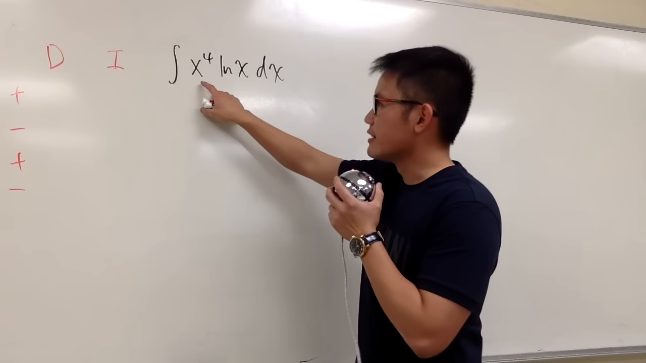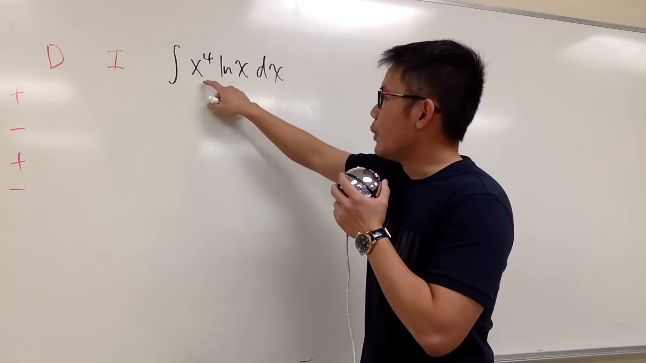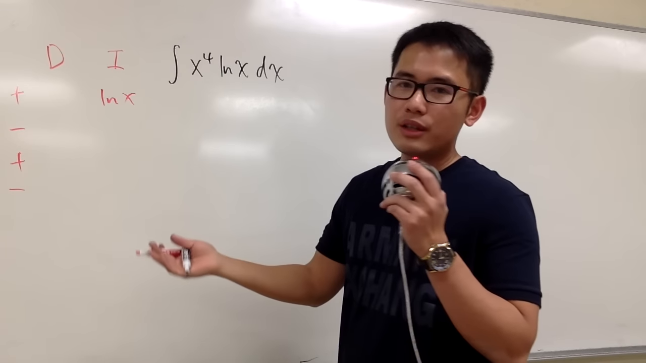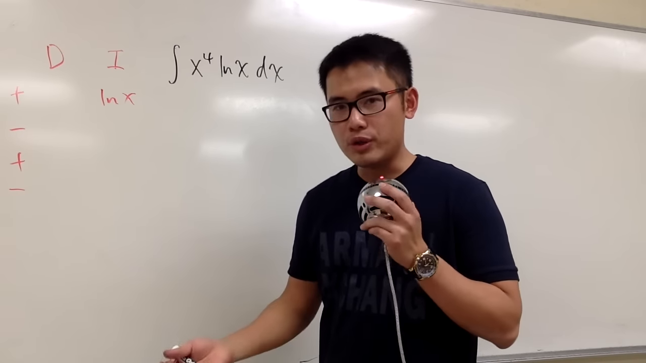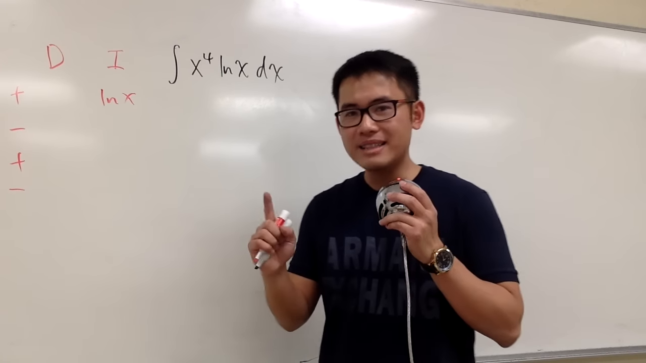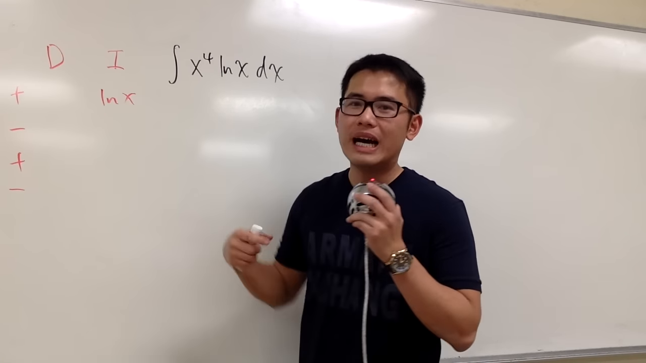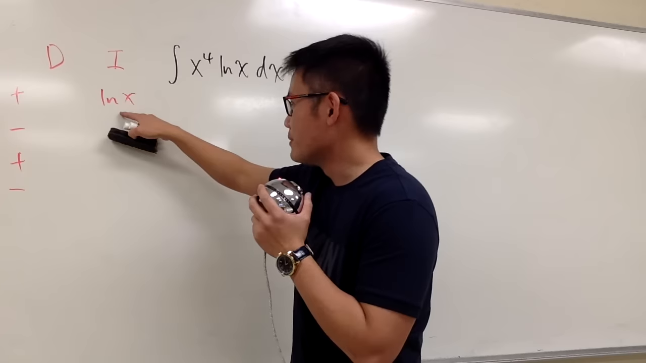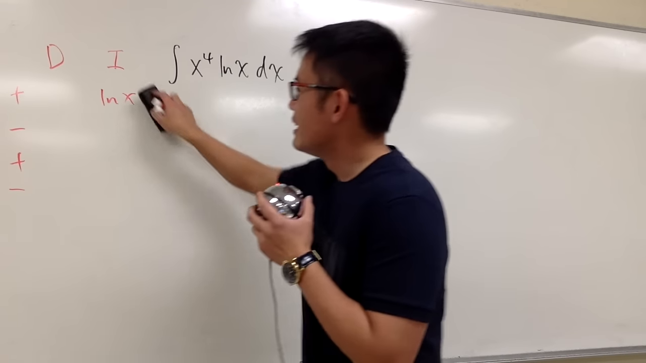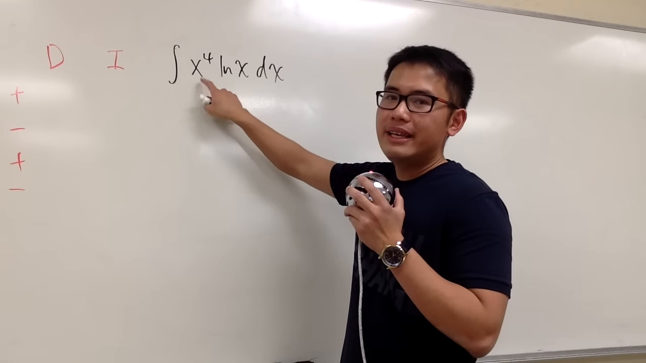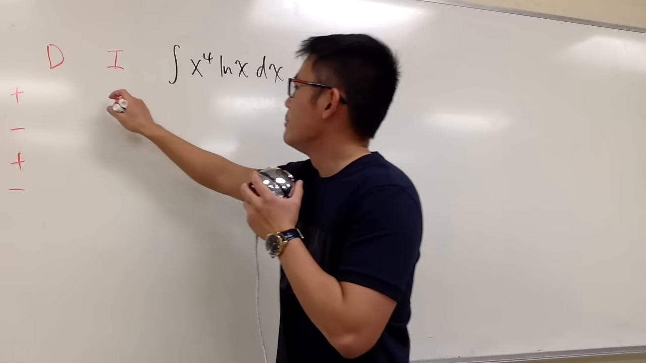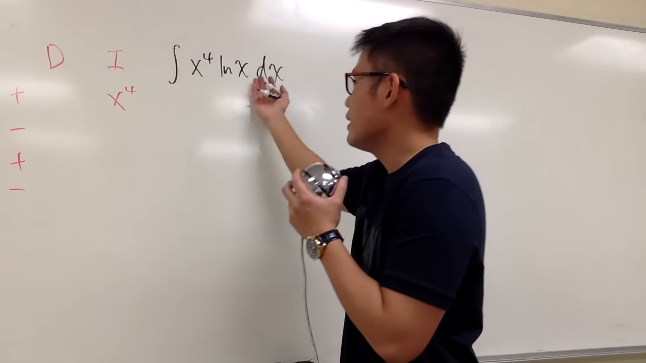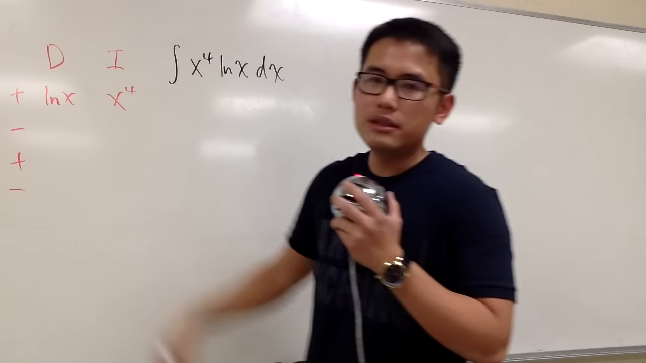Now, let's select something to be integrated first. Shall we integrate ln x, for example? Well, if I put down ln x, what's the answer to the integral of ln x? Maybe we know from the antiderivative table, but to integrate ln x, we have to use integration by parts. So, I don't want to do an integration by parts problem inside an integration by parts problem, right? I have no choice, but let's integrate x to the fourth power because we can totally do this. And then let me just differentiate ln x, because to differentiate ln x is very easy.